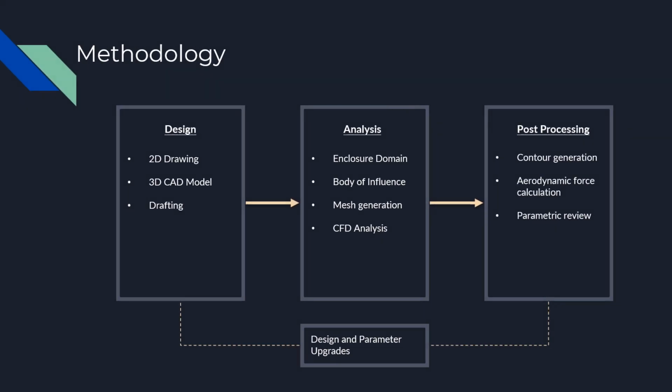This chart simplifies the methodology process into three parts: design, analysis, and post-processing. Design includes 2D drawing, 3D modeling, and drafting. Analysis includes enclosure domain, body of influence, mesh generation, and CFD simulation. And finally, the post-processing involves calculation and contour generation. This process will be repeated for different designs and parameters.